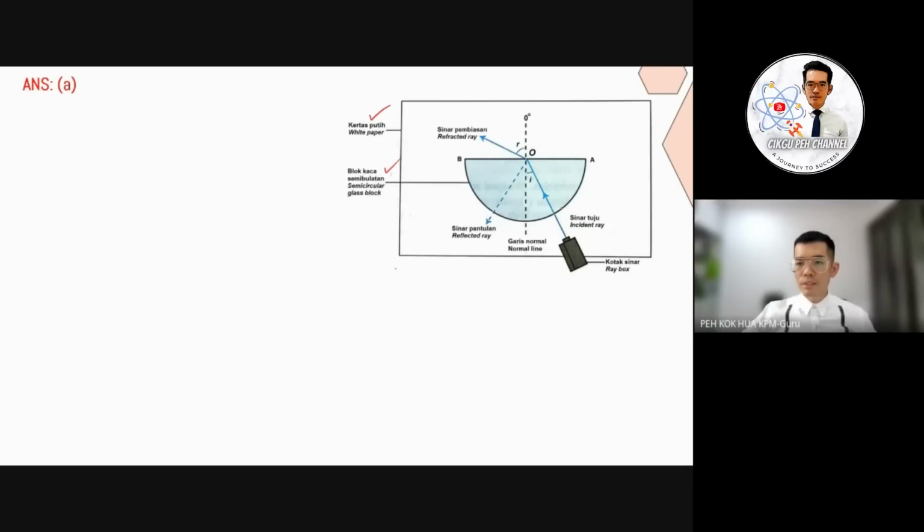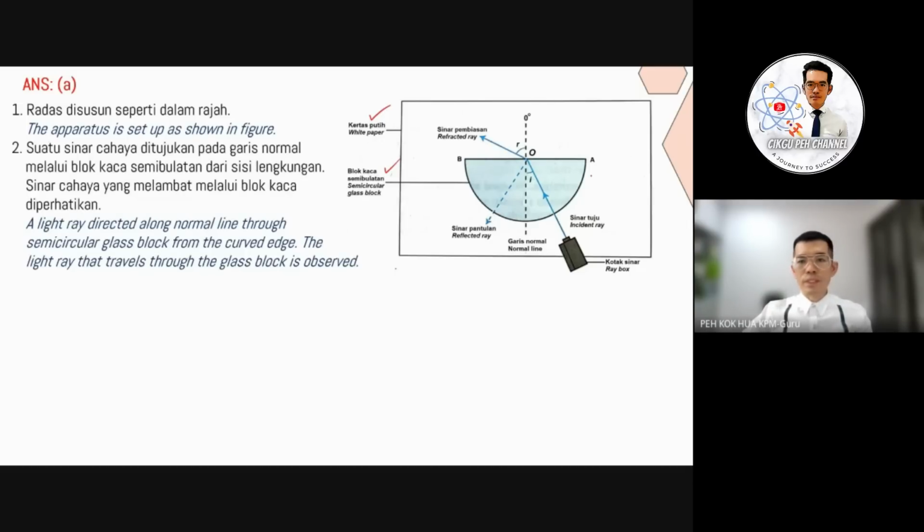The most important part is that the curved edge of your glass block must be directed at the incident ray here. Some students make a mistake where the incident ray is directed at the flat edge of the glass block. This will be wrong if you want to observe total internal reflection and also to determine the critical angle of the glass block.